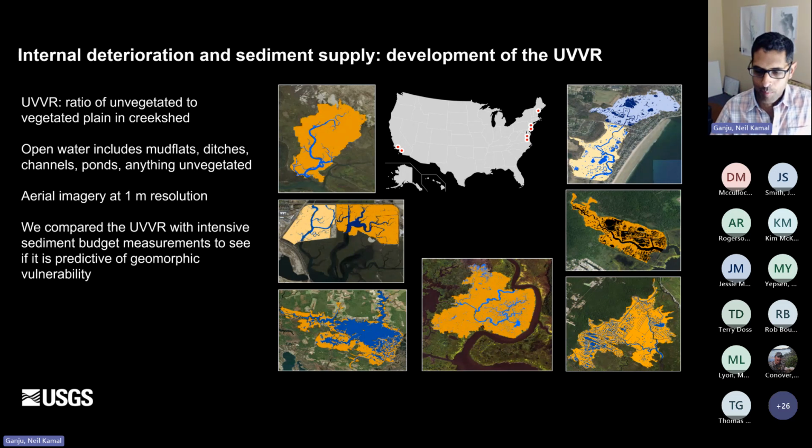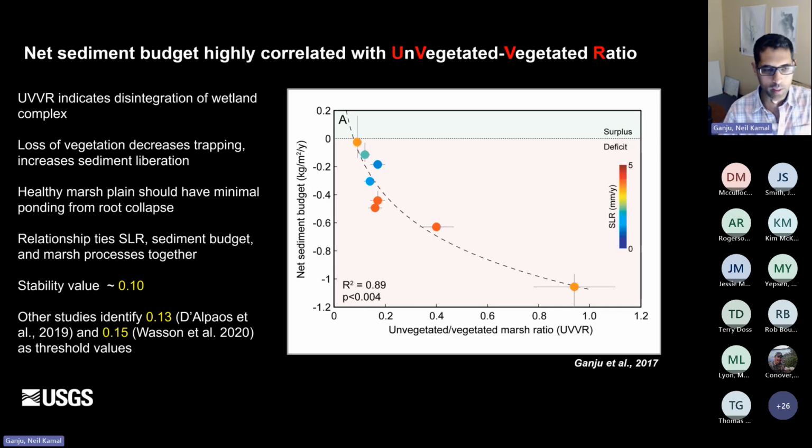So we collected sediment budget measurements over the periods of months to a year, and then we used aerial imagery to calculate this unvegetated vegetated ratio across those same systems to see if these things were related. So obviously, spoiler alert, they are related. And so this plot here, each dot is one of those sites, and on the y-axis is the sediment budget relative to sea level rise. So this is the amount of sediment import or export we measured minus the local deficit to sea level rise. And then on the x-axis is this unvegetated vegetated marsh ratio. So the first thing you notice is that every site we measured at was below 0. So that means they're all in a deficit condition.